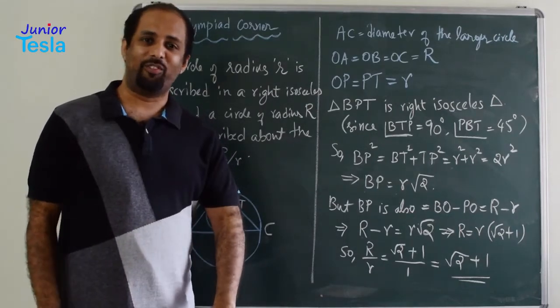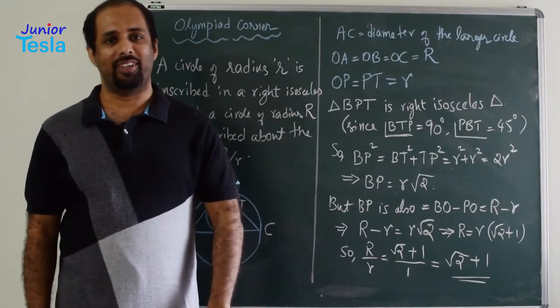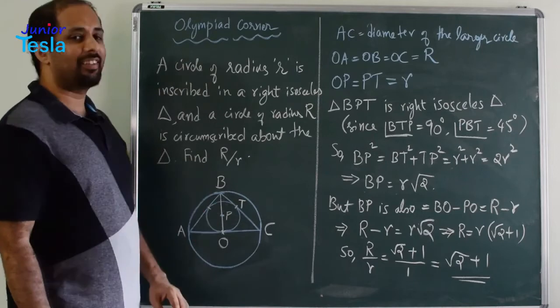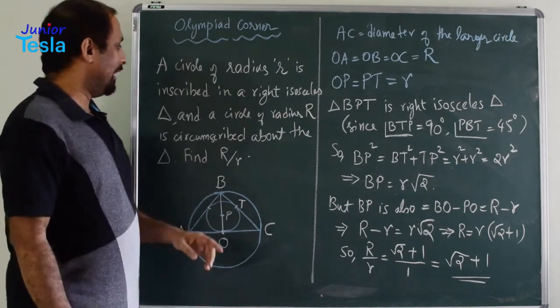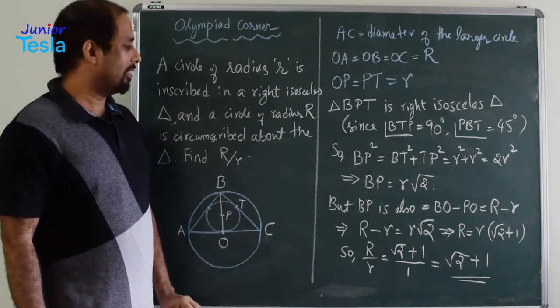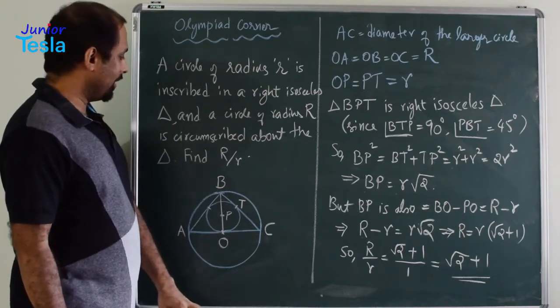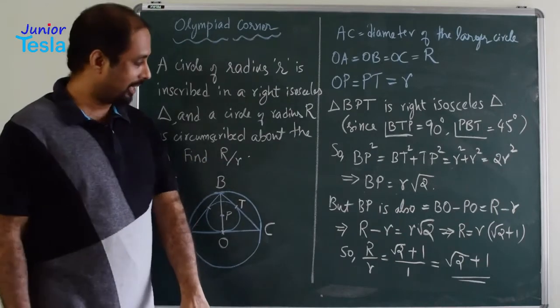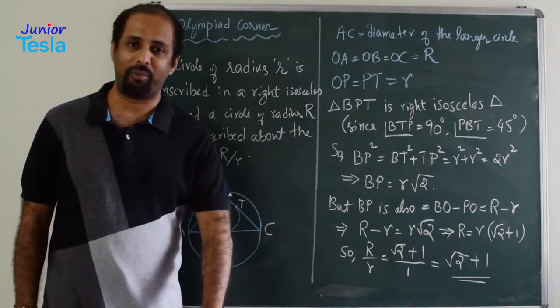In today's session, we are going to see a geometry problem. The problem goes like this. A circle of radius r, small r, is inscribed in a right isosceles triangle, and a circle of radius capital R is circumscribed about the same triangle. Find capital R divided by small r.